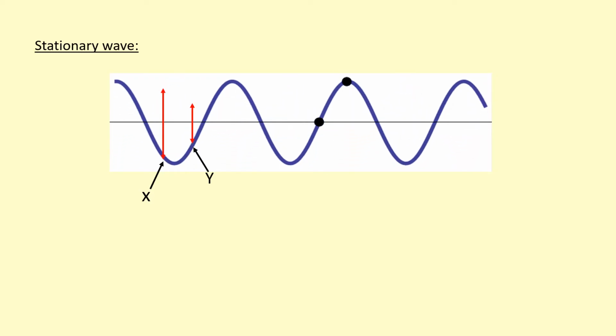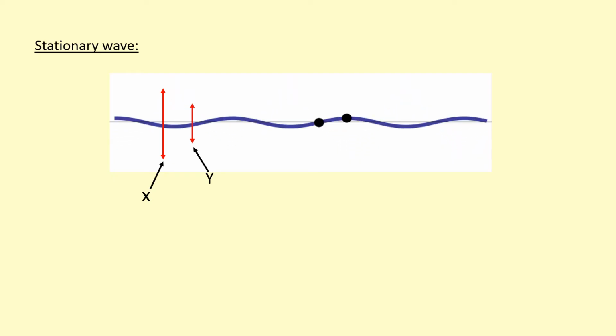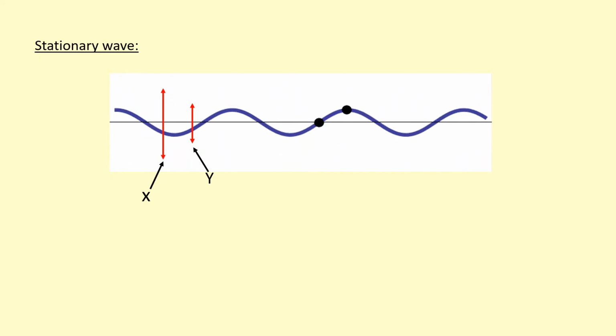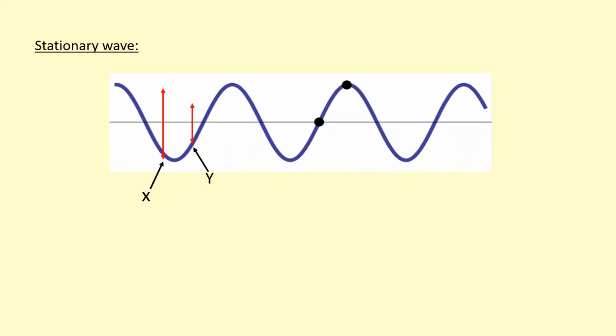However, when it comes to phase relationship, they're actually both in phase. If you look at it, they both reach the minimum at the same time and the maximum at the same time. So for example, right now they're reaching the maximum and now they're at the minimum.